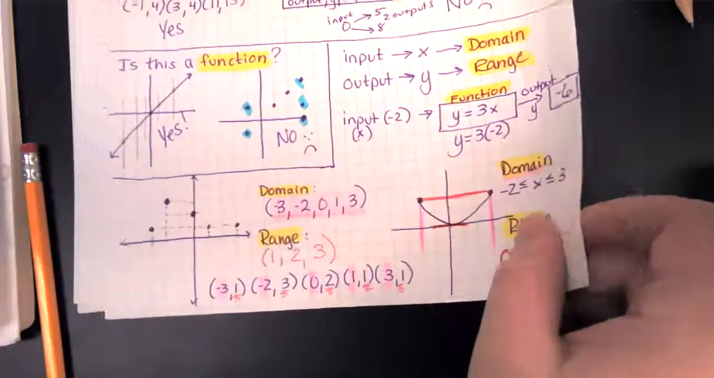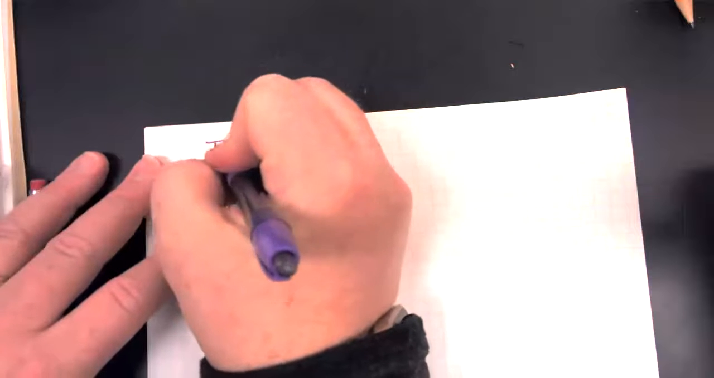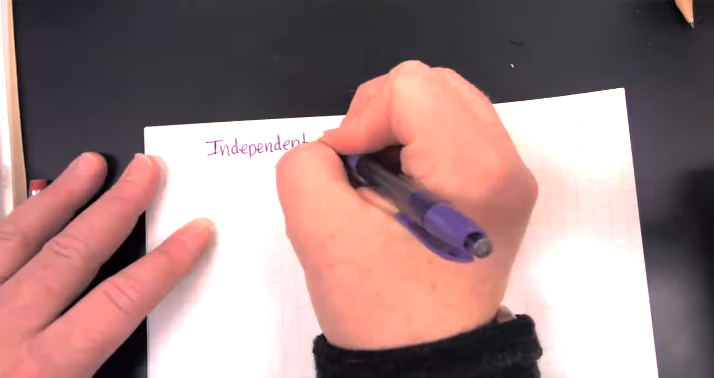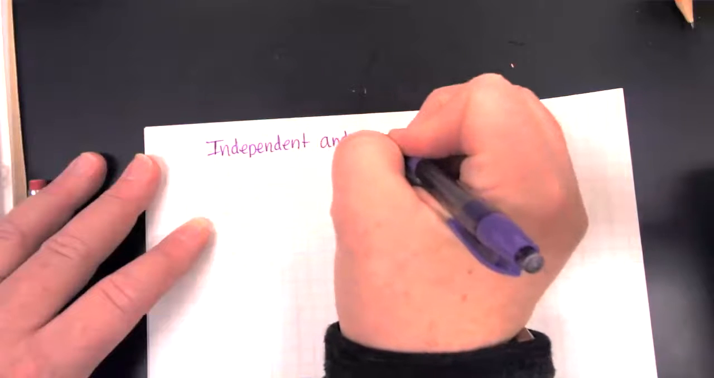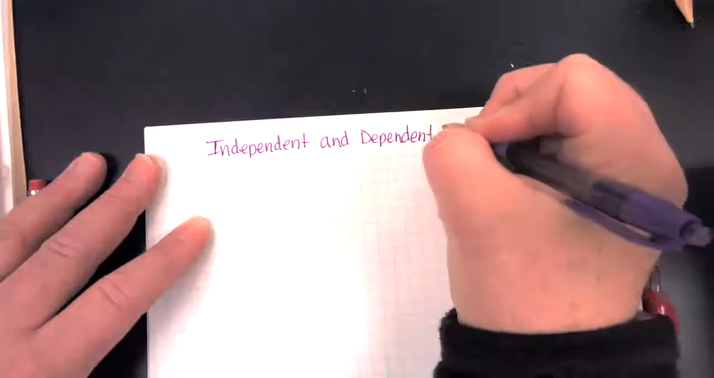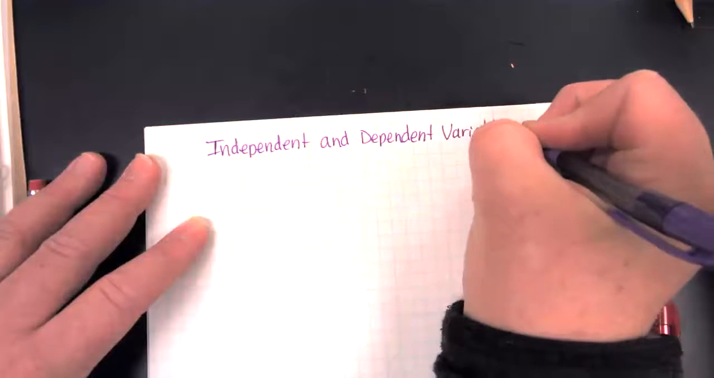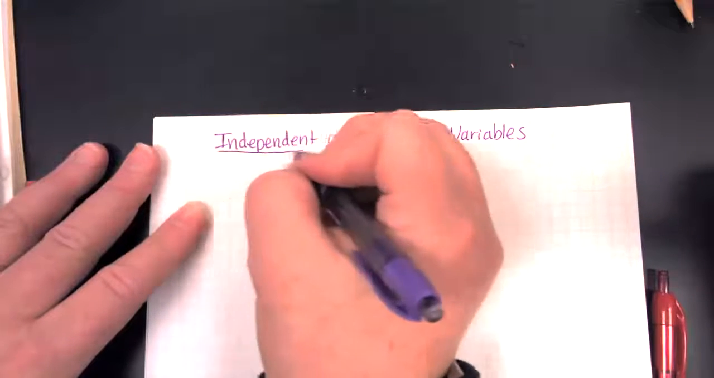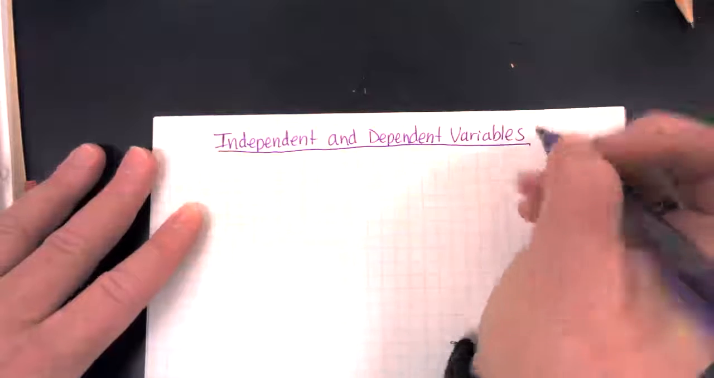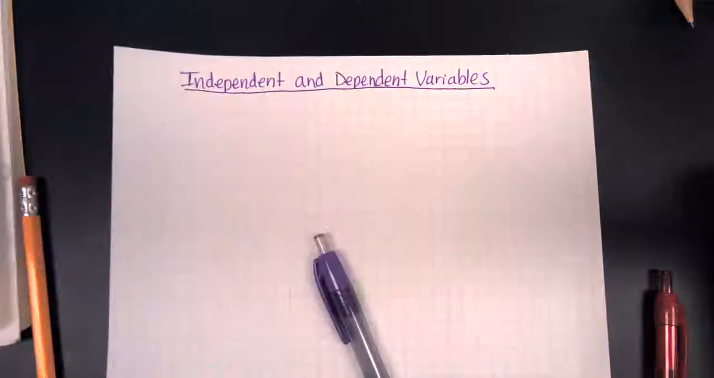All right, the last piece is talking about independent and dependent variables. And it's our last vocab piece that we have here. So this is independent, and we're going to have a separate video on this. So you're done for today, but we're going to go into this in more detail a little bit later.